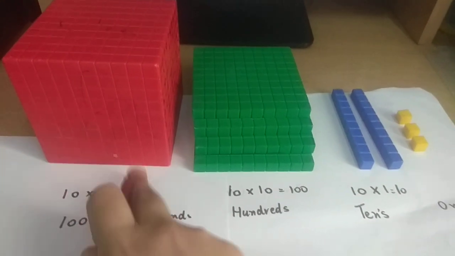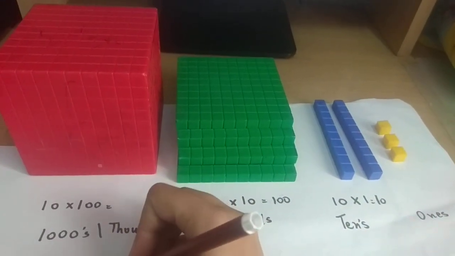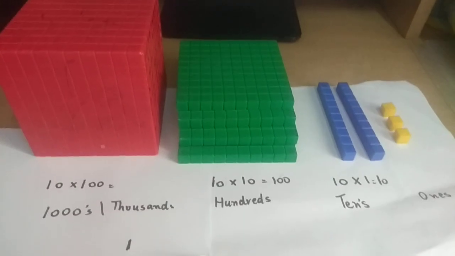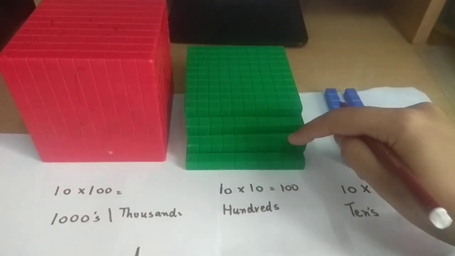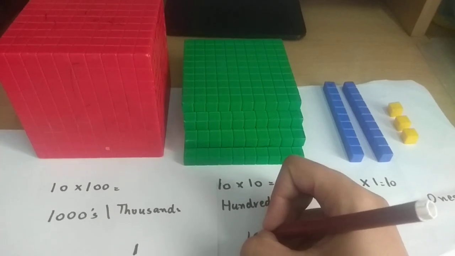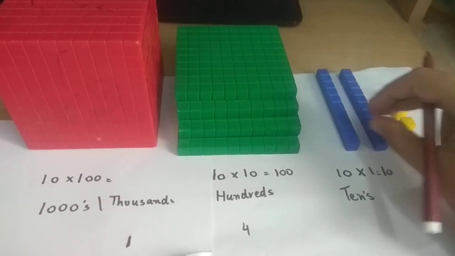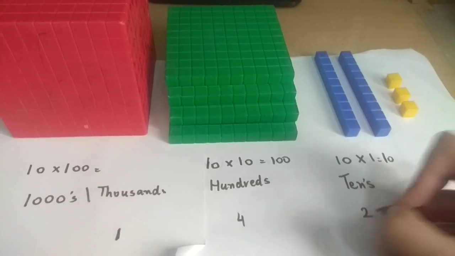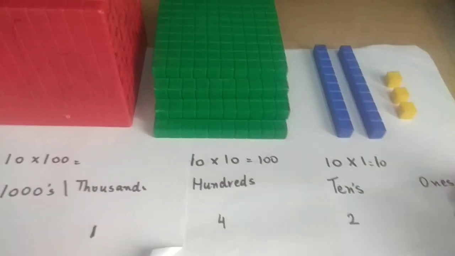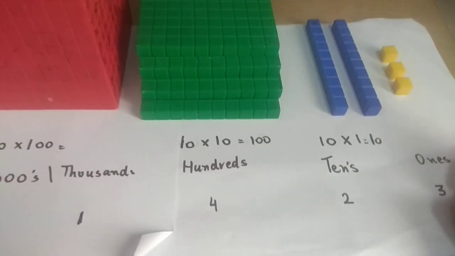This here, thousands. How many blocks of thousands do I have? Only 1. So under thousands, I will write down 1. And how many blocks of hundreds do I have? 1, 2, 3, 4. So I have here 4 hundreds. And how many blocks of tens do I have? 1, 2. So under tens I will write down 2. And how many blocks of ones do I have? 1, 2, 3. So the number formed by these blocks will be 1423.